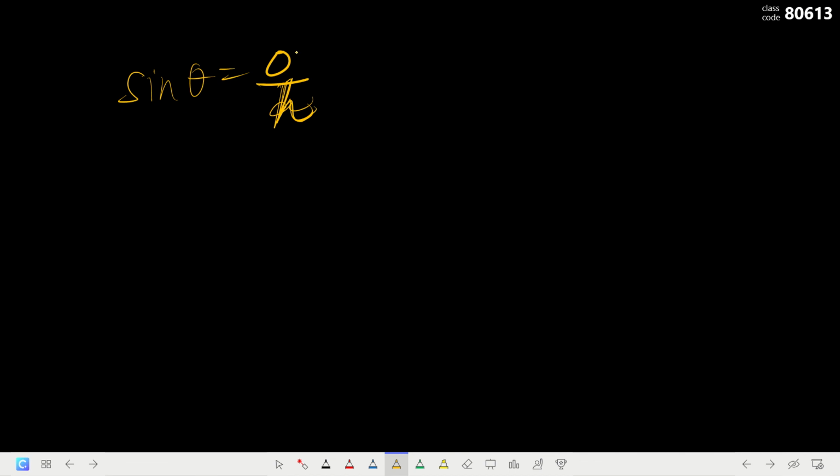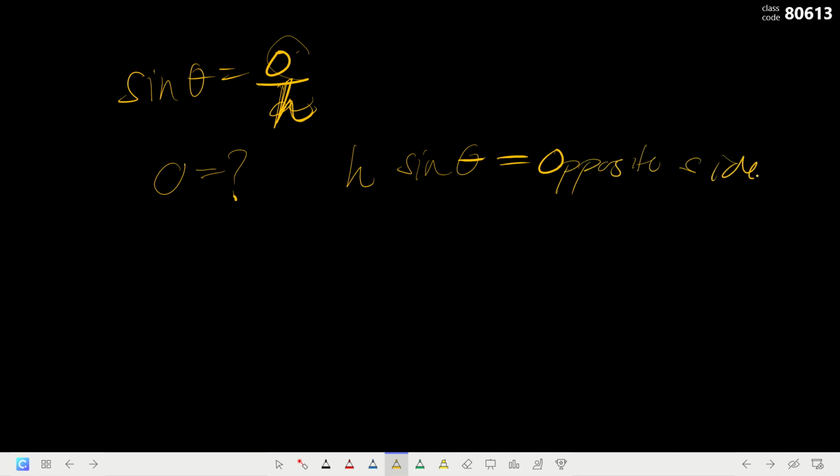So, for example, nawawala si opposite. Hindi nyo alam yung value ng opposite side. So, what will you do? Since we divide here, the inverse of division is multiplication. So, we multiply now this h to our sine theta. So, h sine theta is equal to the opposite side. The same din ang gagawin ninyo if h is unknown, derive lang din.